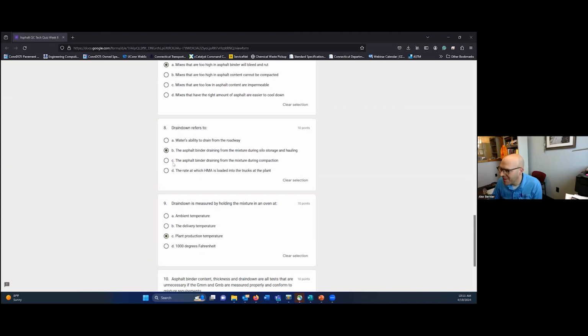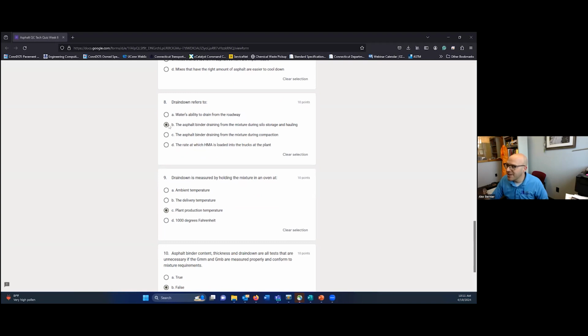But we're looking at the difference between B and C here. So the answer is B. It's going to be at its highest temperatures during mixing and silo storage, right? Once it's placed, we're actually already cooling down. It's in the thin mat behind the paver. The other thing is during transport, there's vibration in the truck, and that can actually be more prone to cause drain down as well. So the correct answer is B. It's during mixing, storage, and hauling.